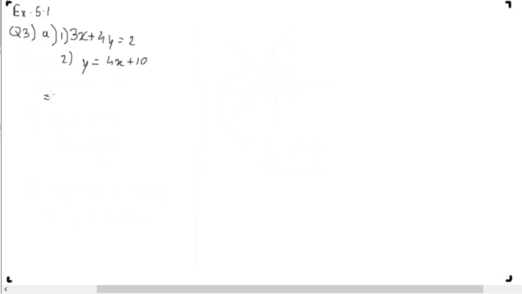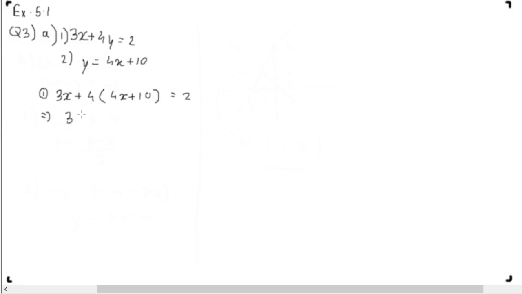So for this equation, let's start with equation 1. The good thing about this is that it shows that y is equal to 4x plus 10. So we can immediately plug this in. If we plug this into equation 1, it's 3x plus 4 multiplied by y, so 4x plus 10, because that's what y is, and that is equal to 2.